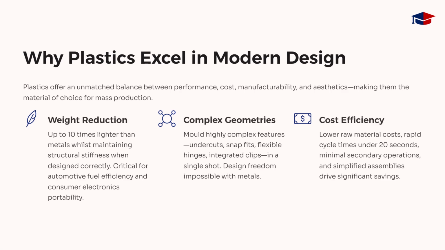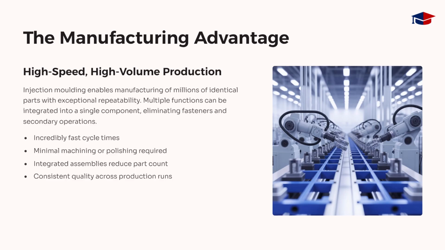Next comes cost, and this is a significant driver. Plastics reduce cost in multiple ways. The raw materials themselves are often cheaper than metals. The manufacturing cycle time is incredibly fast. Some parts can be molded in under 20 seconds. There are minimal secondary operations like machining, polishing, or welding. Assemblies can be simplified because you can integrate multiple functions into a single plastic component. This combination of low material cost, rapid production, and design flexibility makes plastics the backbone of mass manufacturing.